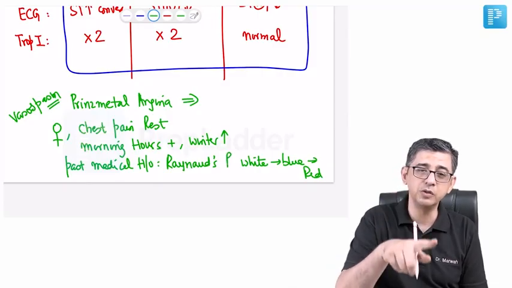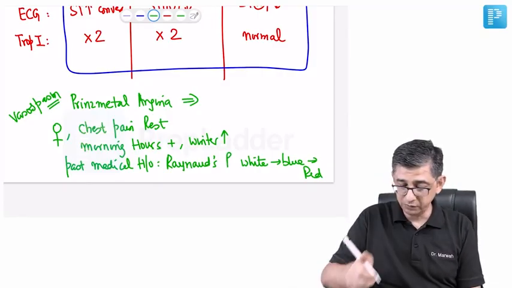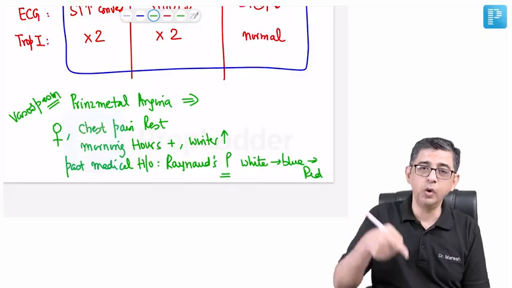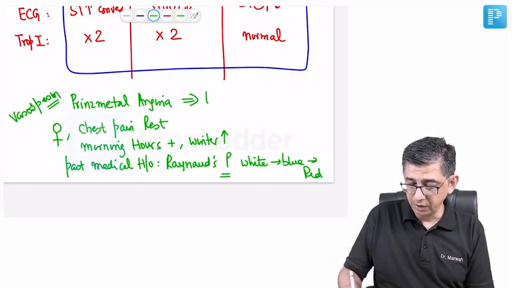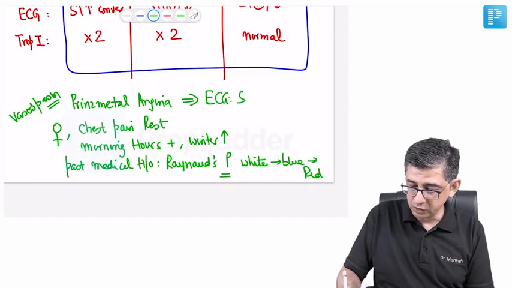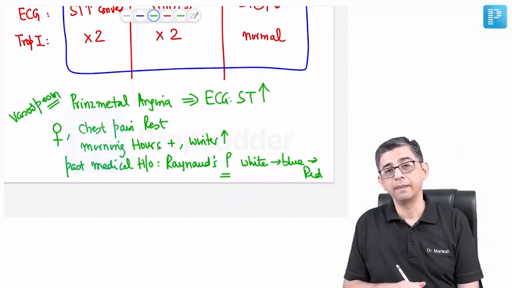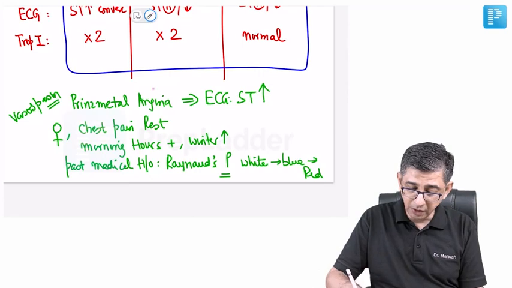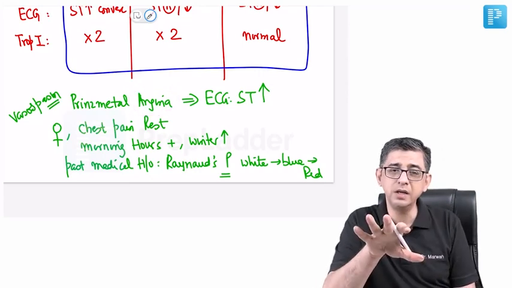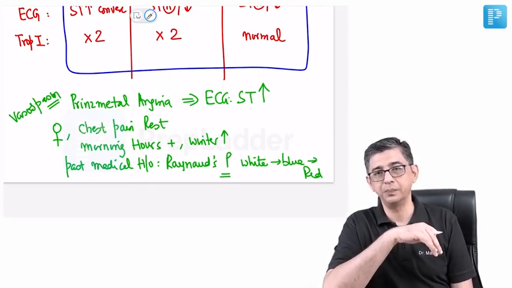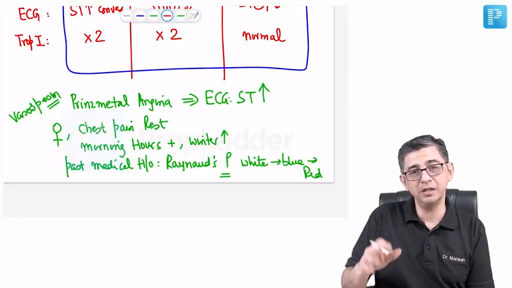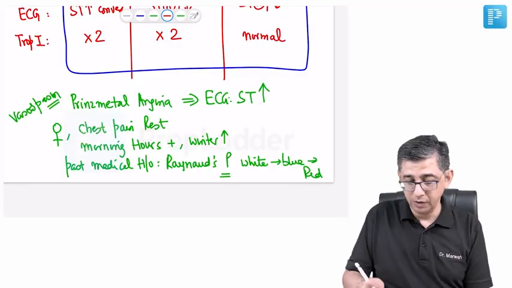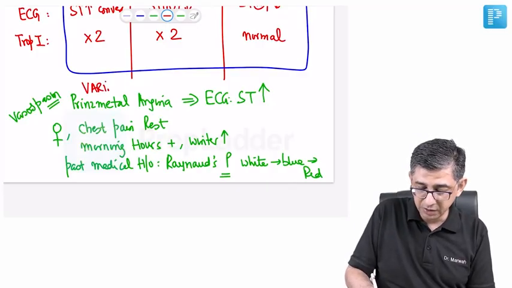Raynaud's phenomenon is also a vasospastic disorder, no? So this vasospastic disorder can coexist with Prinzmetal angina, and when he gives you this history, then he might surprise you by saying that the ECG of this patient is showing ST elevation. Guys, this is the only angina which has ST elevation. In all anginas, either ST is normal or there is a depression. This is the only angina which has ST elevation. So the alternative term for this would be variant angina.